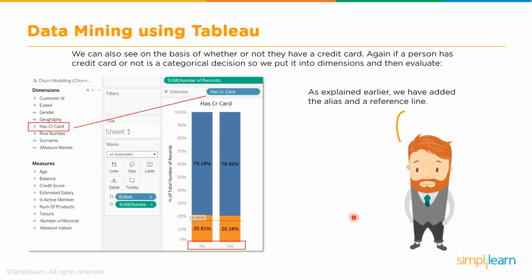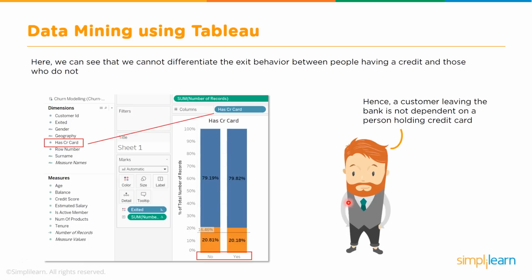So we have analyzed based on gender, and we do see that there is some difference in male and female behavior. Now let's take the next criteria, which is the credit card. Let's see if having a credit card has any impact on customer exit behavior. Just like before, we drag and drop the has credit card column, and we see that there is pretty much no difference between people having a credit card and not having one. 20.81% of people who have no credit card have exited, and similarly 20.18% of people who have a credit card have also exited. So the credit card is not having much of an impact.